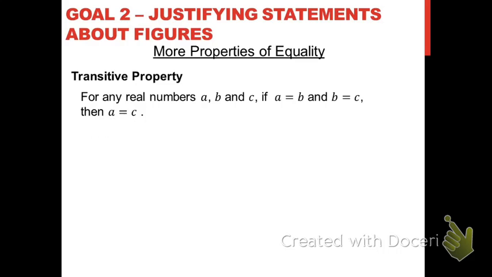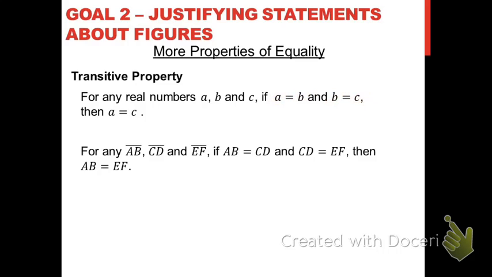Now let me describe to you what's going on with this property. There are three numbers here, but these two, A and C, both happen to be equal to the same value, B. And as you might imagine, if two numbers are equal to the same thing, they have to be equal to each other as well. So if A equals B and B equals C, since they both equal B, that means A is also equal to C. Now, here's how that looks with segments.